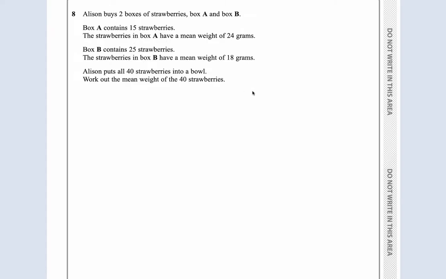Okay, this is a combined mean question. If you've seen these before, guys, they're fine. If you haven't, it's a very tricky question, but hopefully you have seen them and or you have at least practiced some of these types of questions. So what we're going to do is say the mean of box A is 24. So assume all these 15 weigh 24 grams. So I do 15 times 24. That's the total weight of the strawberries in box A. Similarly, I assume these 25 strawberries in box B have a weight of 18. So this would be the total weight in box A. This is the total weight in box B.